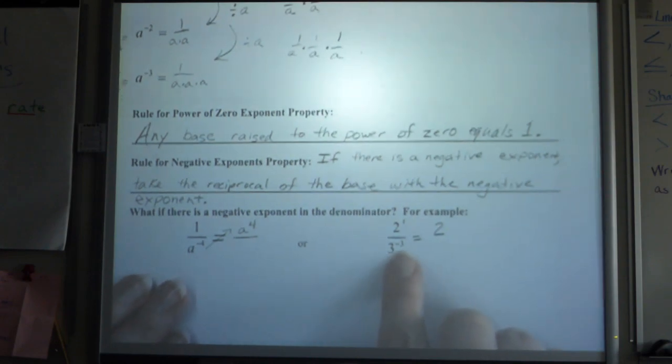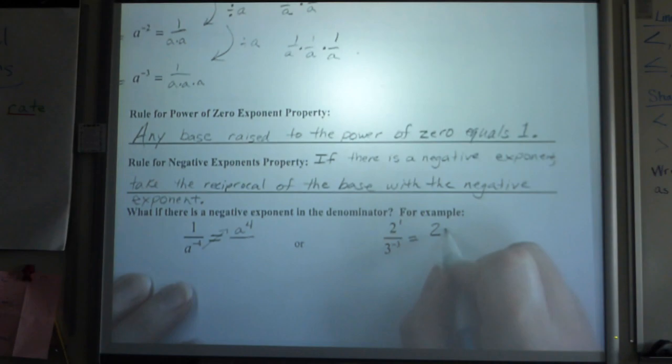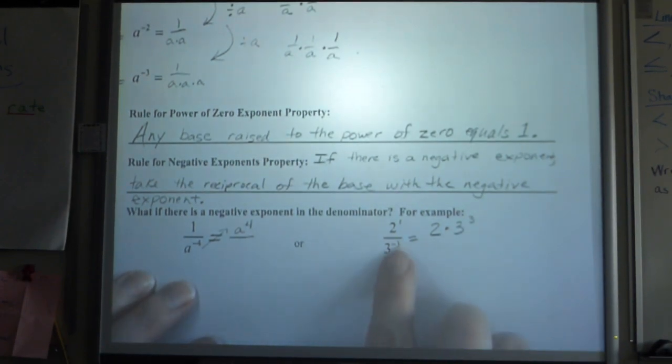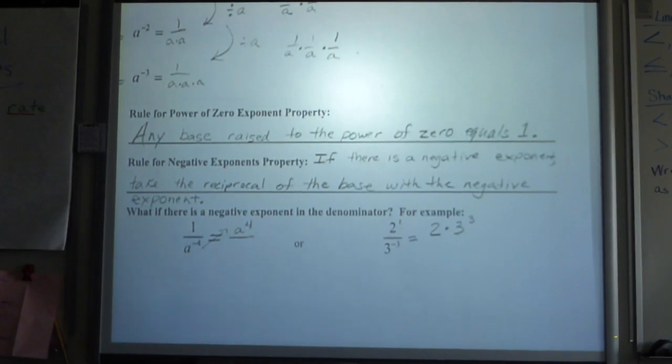Now, I have 3 to the negative third power. That is not simplified. I do not want a negative exponent. How do I make it positive? I move it from the denominator to the numerator. So 1 over 3 to the negative third can be rewritten as 3 to the third in the numerator. So move it from the denominator to the numerator. You guys are doing great.